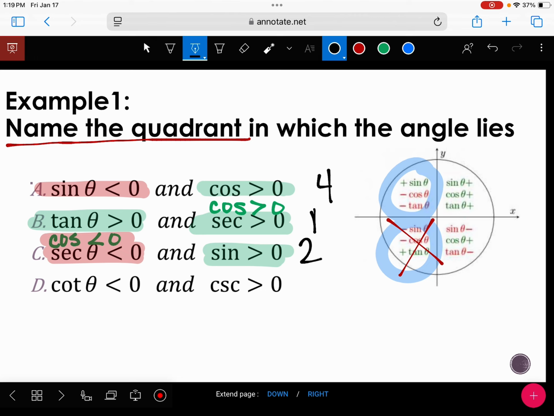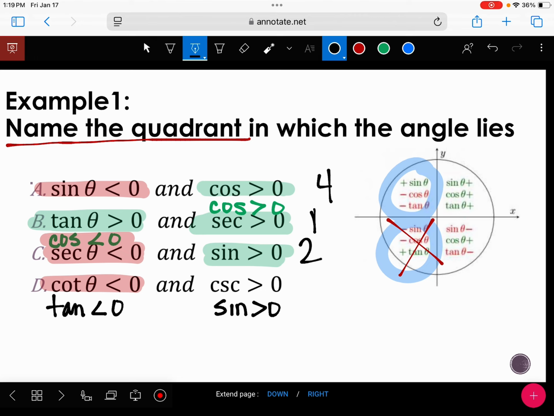Negative tangent, positive sine. Tangent is negative, because remember, if cotangent is negative, that means tangent is also negative. And cosecant is the sister to sine. So this is saying tangent is less than 0. Sine is greater than 0. So what quadrant has a negative tangent and a positive sine? We are still in 2.